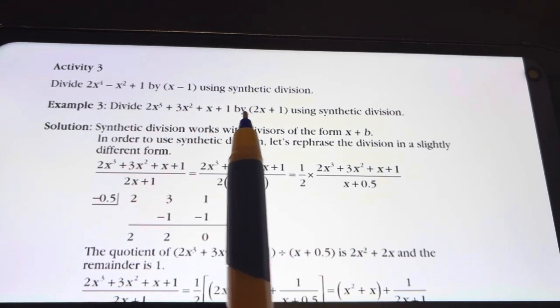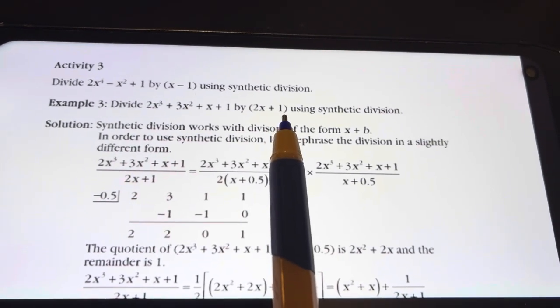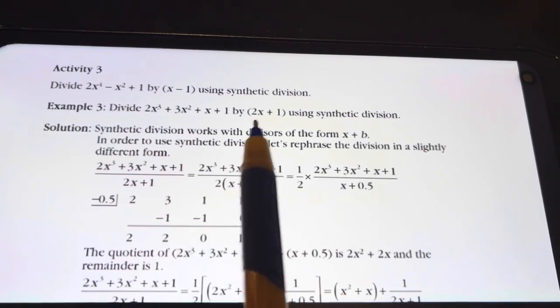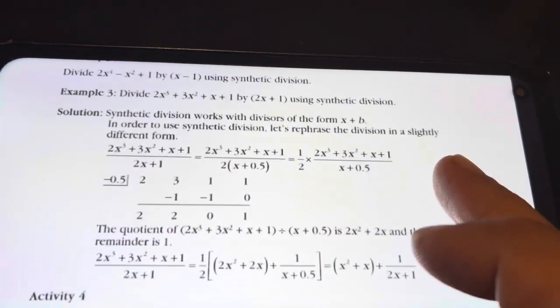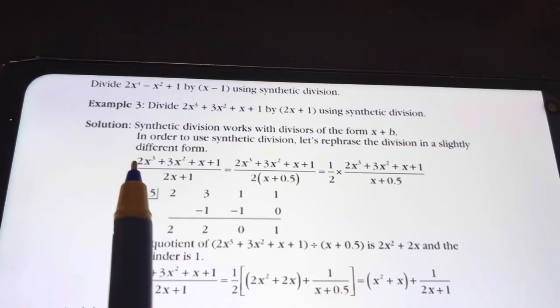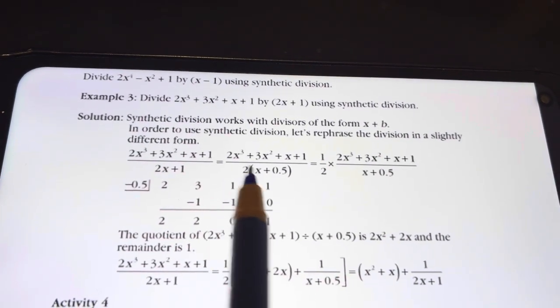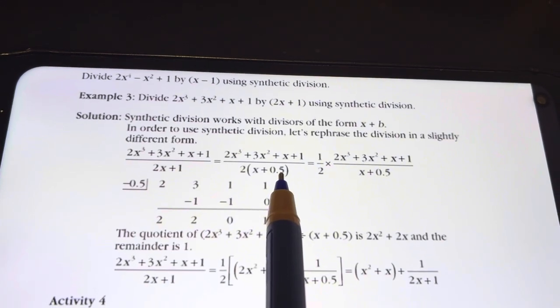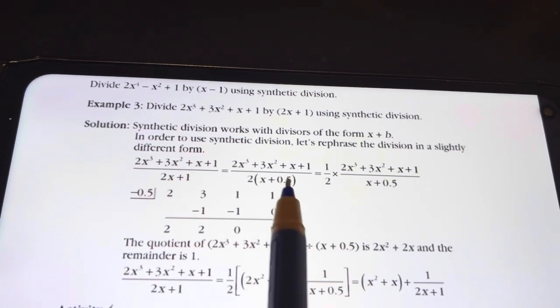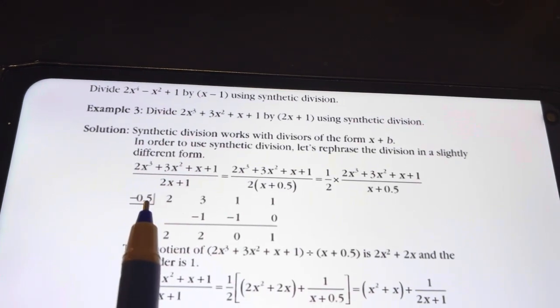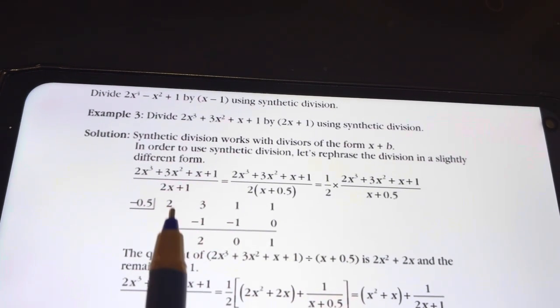So, for example, if you're dividing by 2x plus 1, you will take the 2 outside. So it will be x plus 1 over 2. So your b is minus 1 over 2, which is minus 0.5. He took the 2 outside, so x plus 0.5. So the divisor here is minus 0.5. Remember, we are taking minus this. So minus 0.5.